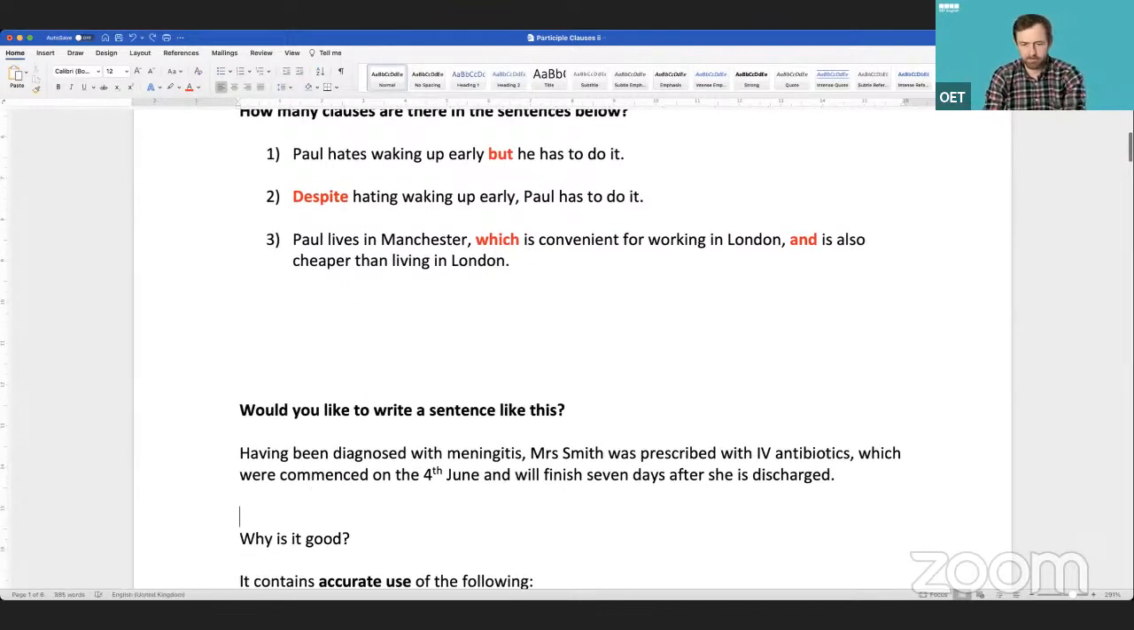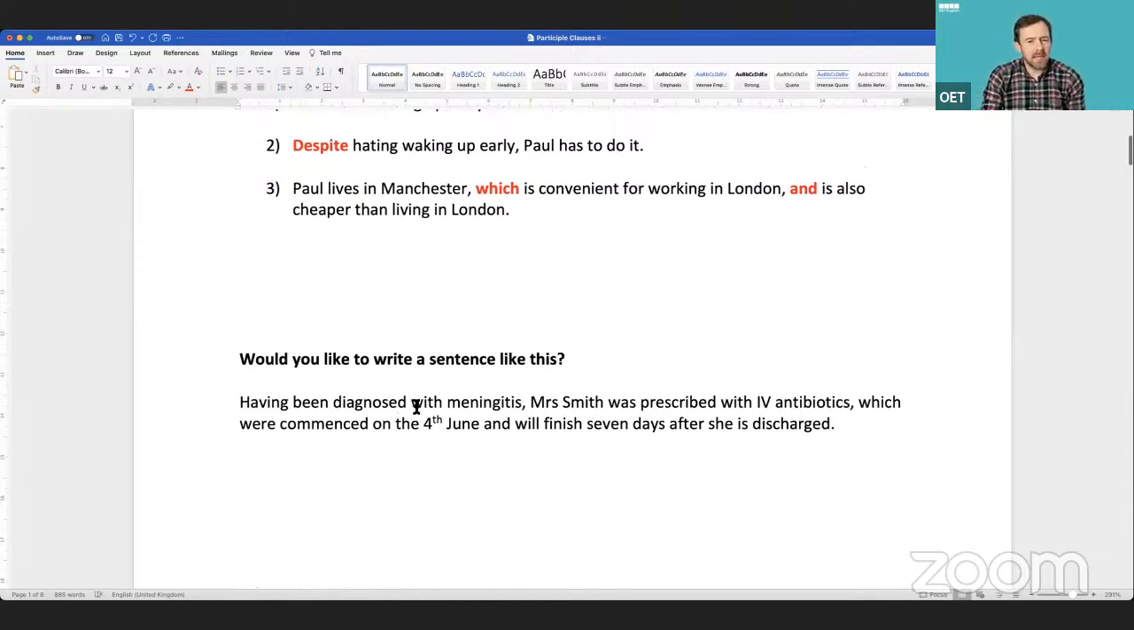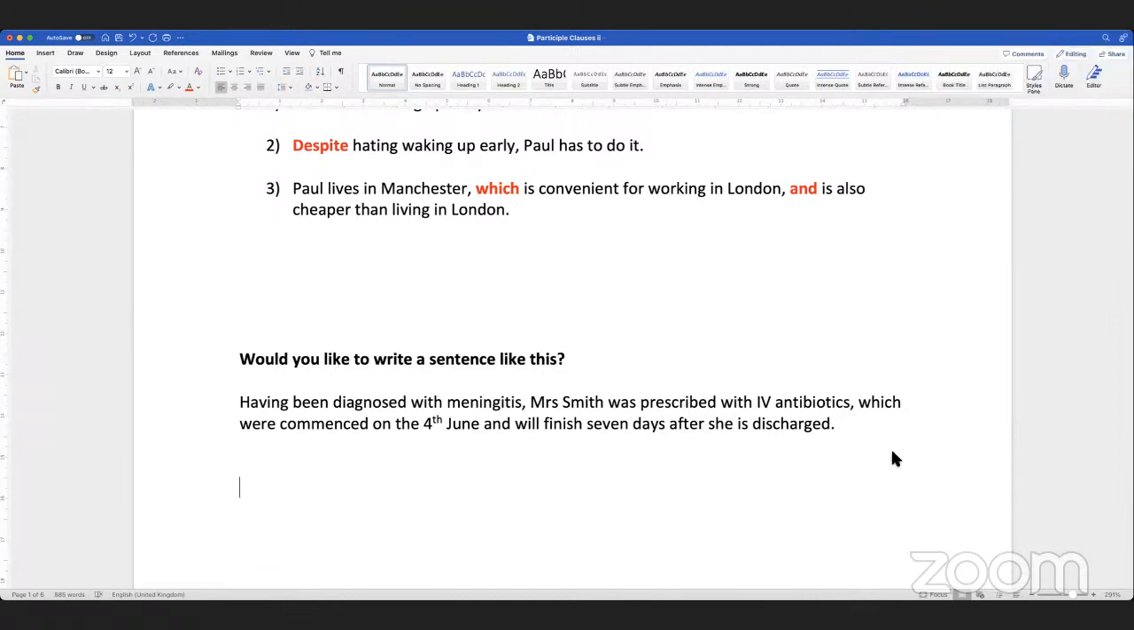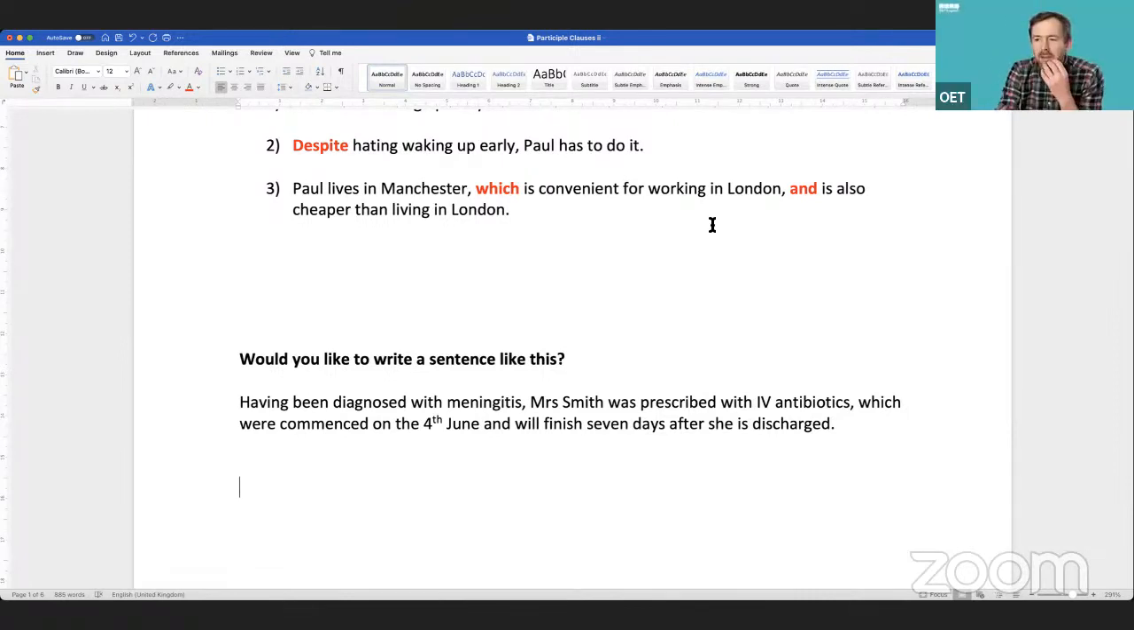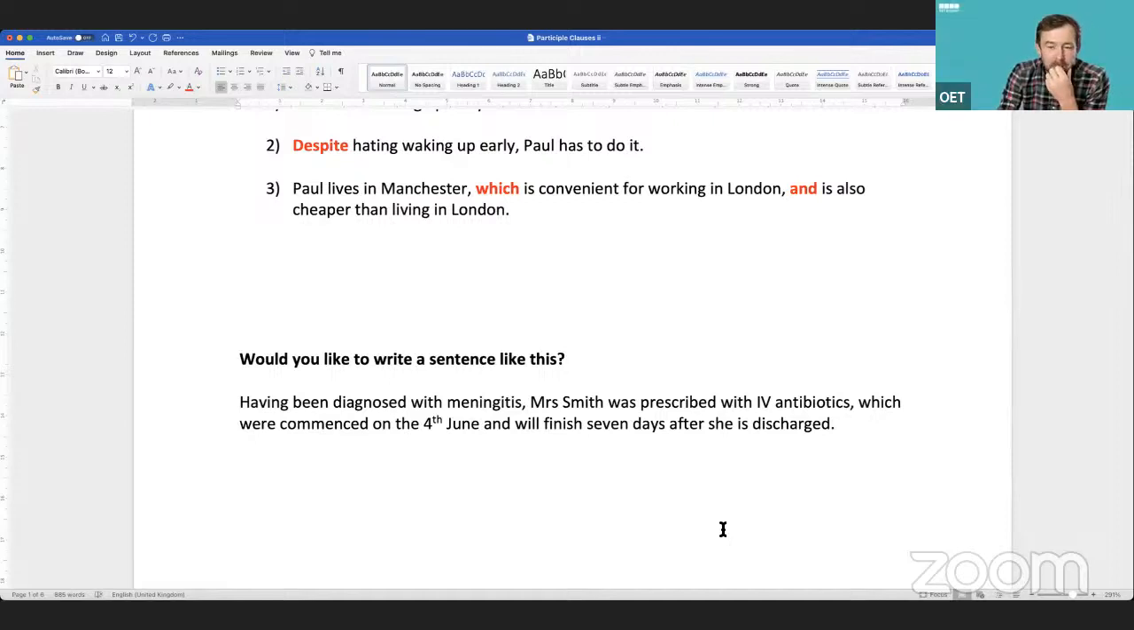Look at this one. And tell me, would you like to write this sentence? Having been diagnosed with meningitis, Mrs. Smith was prescribed IV antibiotics, which were commenced on the 4th of June and will finish 7 days after she is discharged. What do you think about that sentence, guys? Would you like to write that? Yes. Why? Because it's complicated. There's a lot of information, isn't there? It's concise. Complicated. That's an interesting word. Complicated.